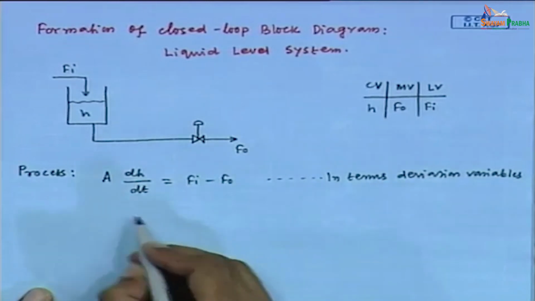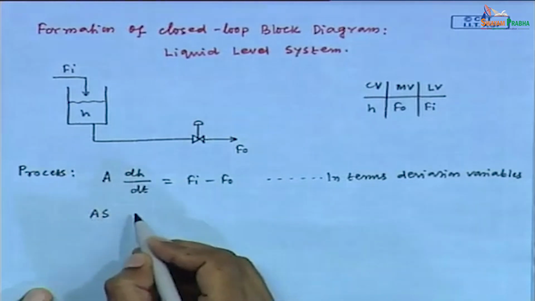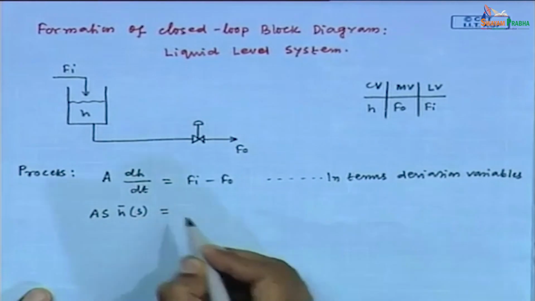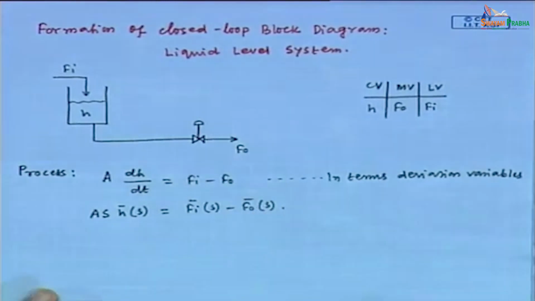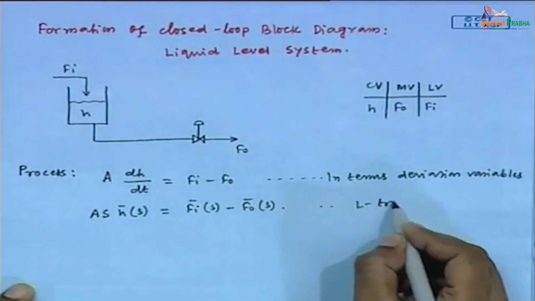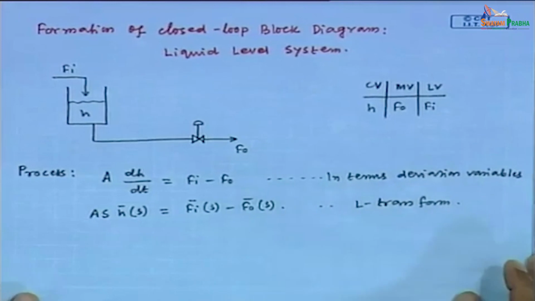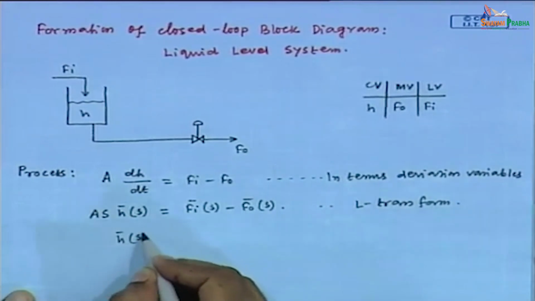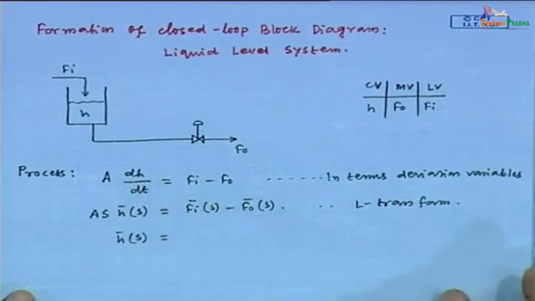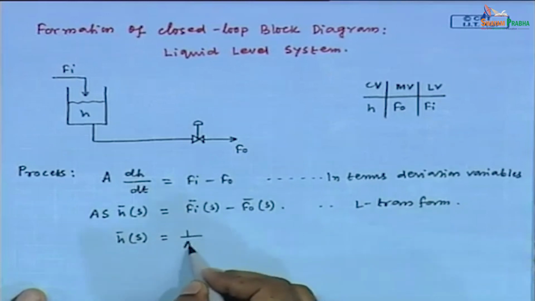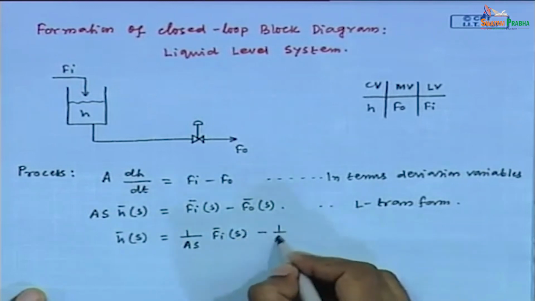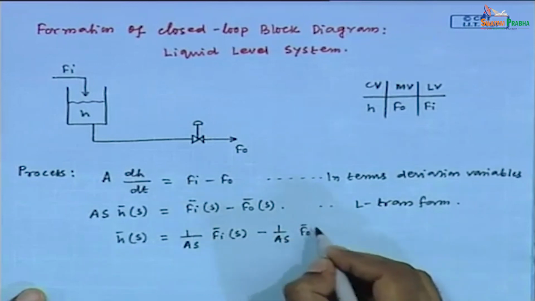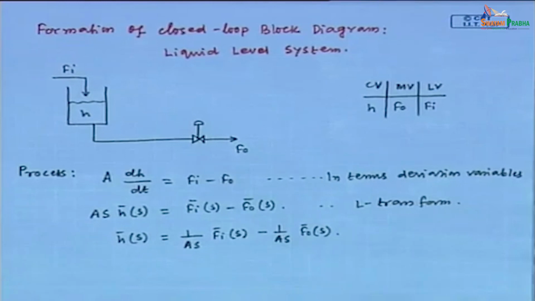If we take the Laplace transform, then we get A S H bar S equals Fi bar S minus F naught bar S. Taking the Laplace transform, we get this form. Now, rearranging, H bar S becomes 1 by A S multiplied by Fi bar S minus 1 by A S multiplied by F naught bar S. Fine. Dividing both sides by A S, we get this equation.